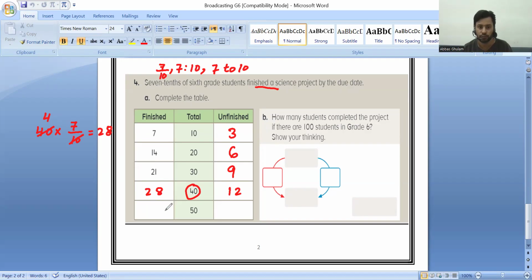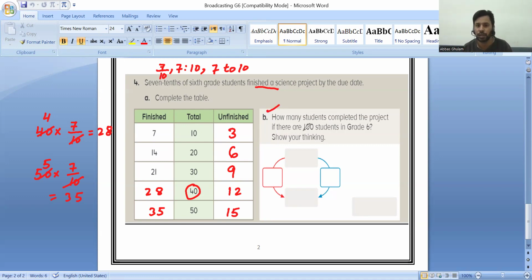Let's try to find this one. So I will write here 50 multiplied by, again, 7 out of 10. 10 times 5, so 7 times 5 is equal to 35. So I can write here 35. The difference is equal to 15. This is how we can complete the table.